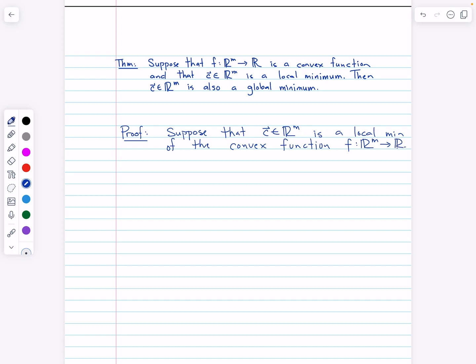Now, we want to show that because it's a local min, it has to be a global min. So we're going to do this by way of contradiction. Assume by way of contradiction that c is not a global min.